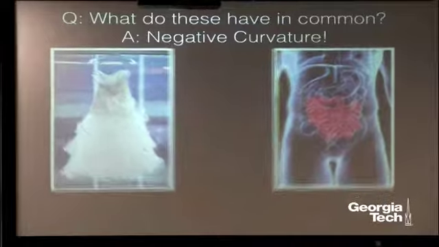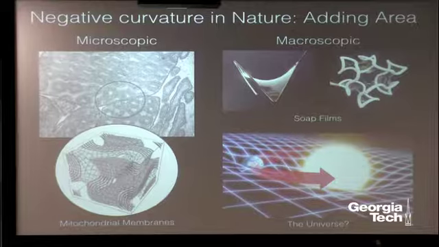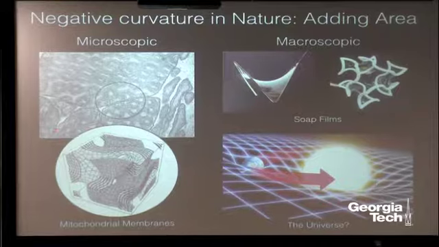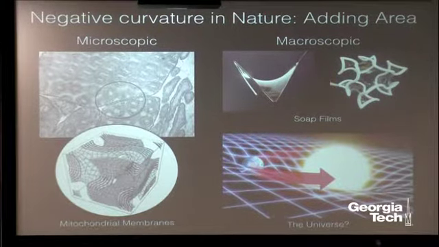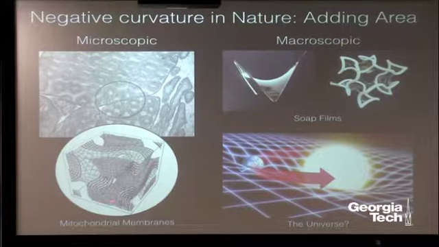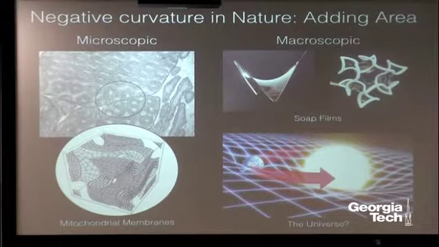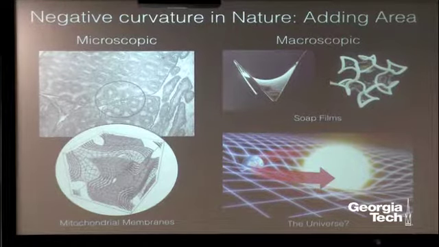So we do see negative curvature in a huge number of physical systems. This is a micrograph of the mitochondrial membranes inside the retina of a tree shrew. And this forms these beautiful, intricate, what are called triply periodic minimal surfaces. This texture forms entirely naturally. It self-assembles, and you can get this to form in a lot of systems. This is entirely based on the geometry of the molecules.